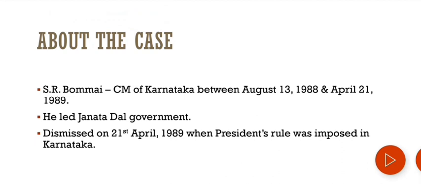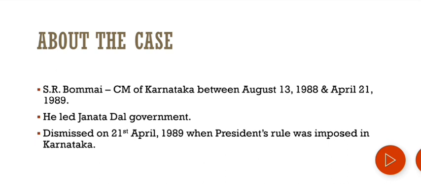What happened? What was the issue here? His government was dismissed on April 21st, 1989. This was done under Article 356 of the Constitution. We have already discussed what Article 356 is. So under this Article 356 of the Constitution, the government of Mr. S.R. Bommai was dismissed in 1989, and then President's Rule was imposed.